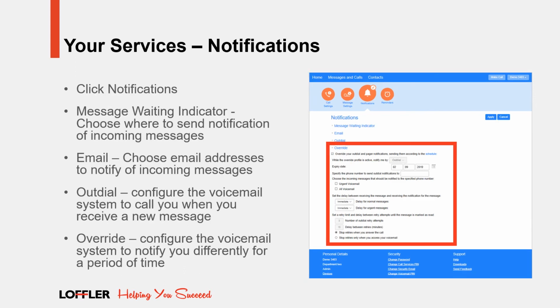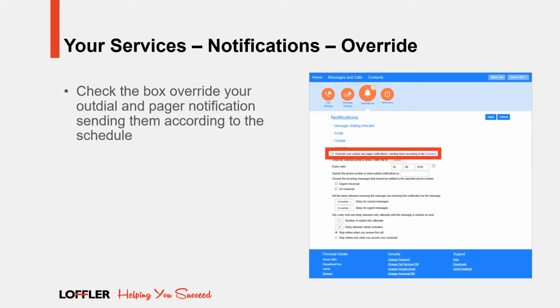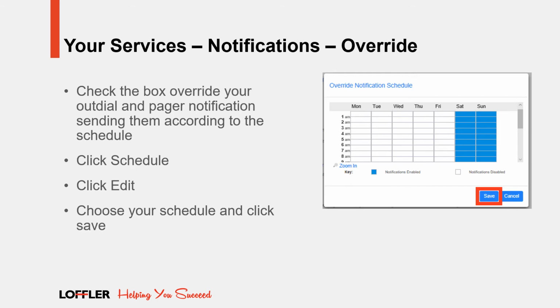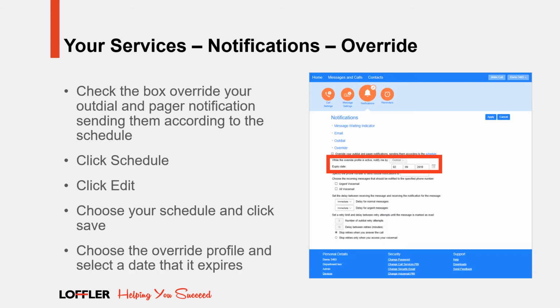The Override tab allows you to configure the voicemail system to notify you differently for a period of time. To set up an override, check the box Override your Outdial and pager notification, sending them according to the schedule. Click Schedule. Click Edit. Choose your schedule and click Save. Choose the override profile and select a date that it will expire.